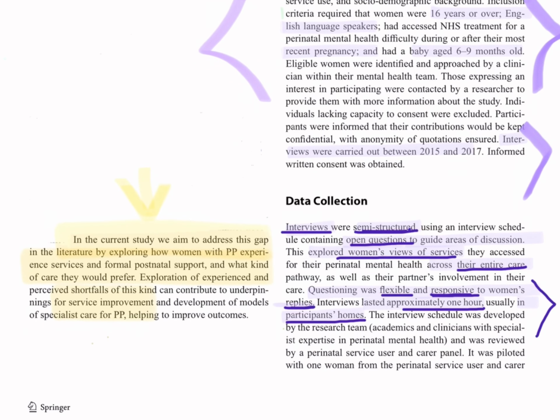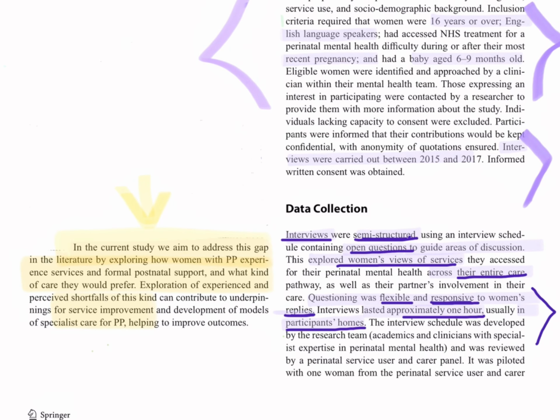It's a good idea to review the research question to help guide what information you'll pull from methods. So in yellow, in the current study, we aim to address the gap in the literature, the knowledge gap, by exploring how women with PP experience the services and the support that they received, and what kind of care they would prefer. So it was an exploration. This is a qualitative study. That means there is no statistical or quantitative analysis.